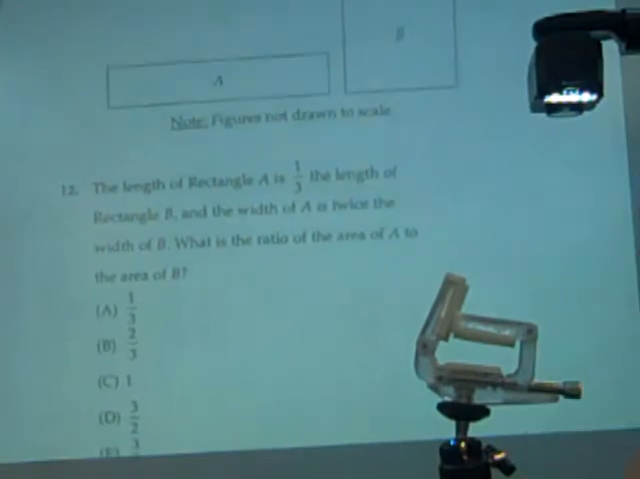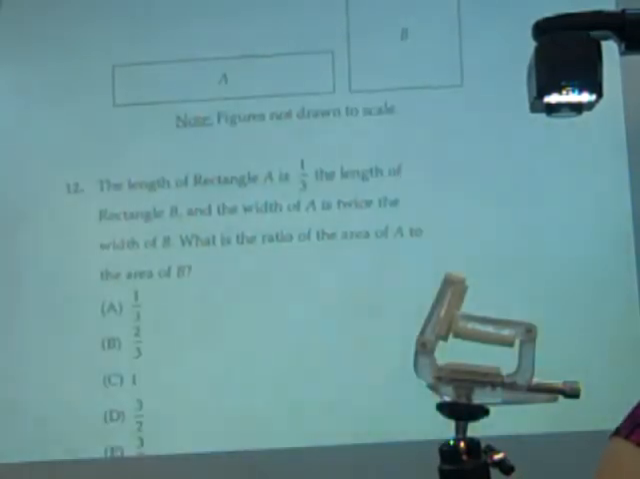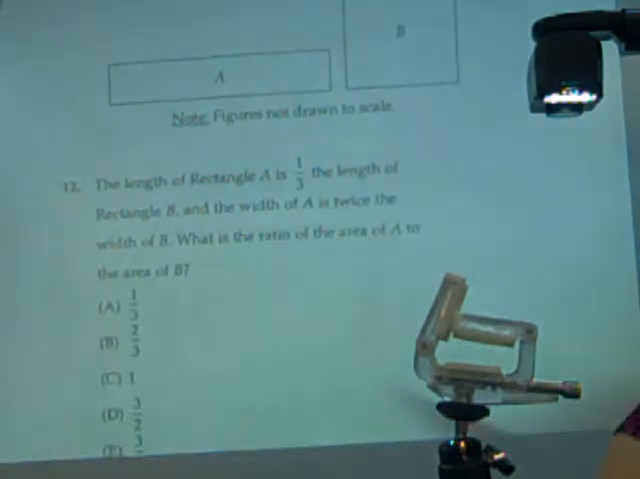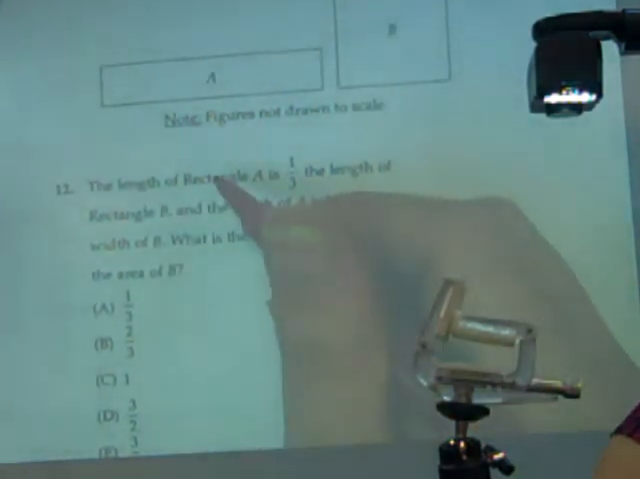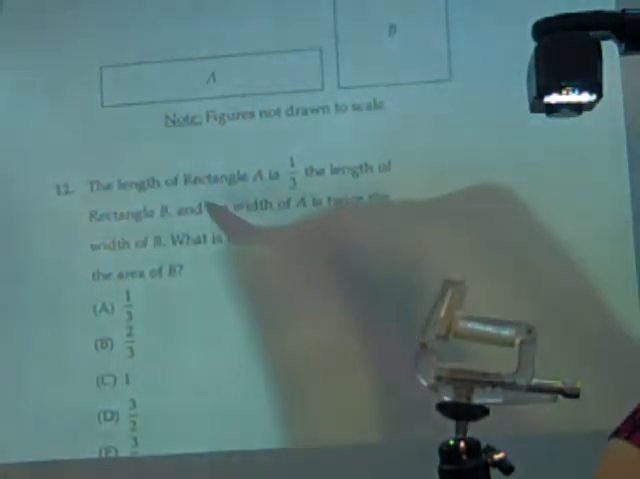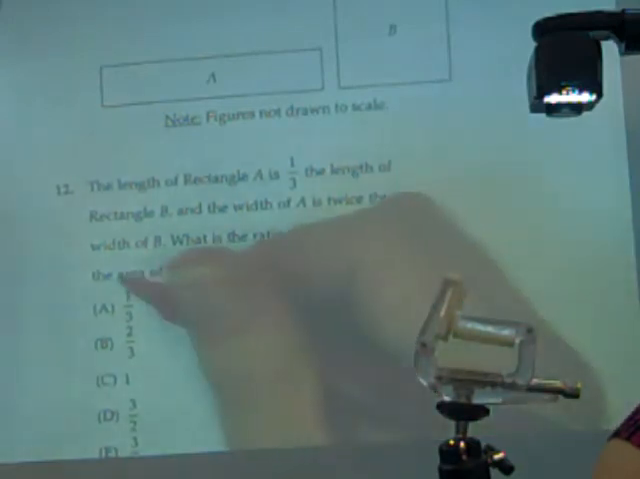Alright, so this one's important because it says the figures aren't drawn to scale. So this looks like a long skinny rectangle, this looks like a square, but that could be completely false. So don't assume just from looking that things are as they appear. So it says the length of rectangle A is 1/3 the length of rectangle B, and the width of A is twice the width of B. What's the ratio of the area of A to the area of B?